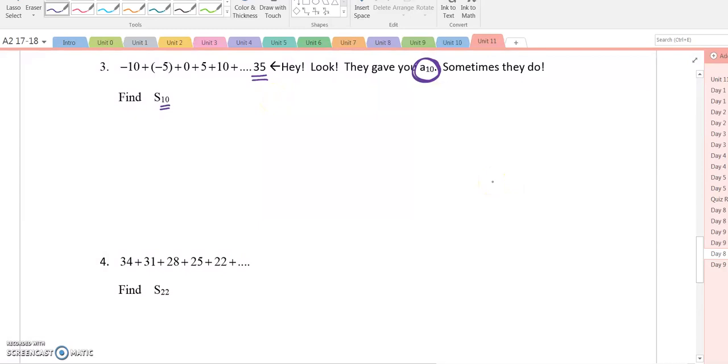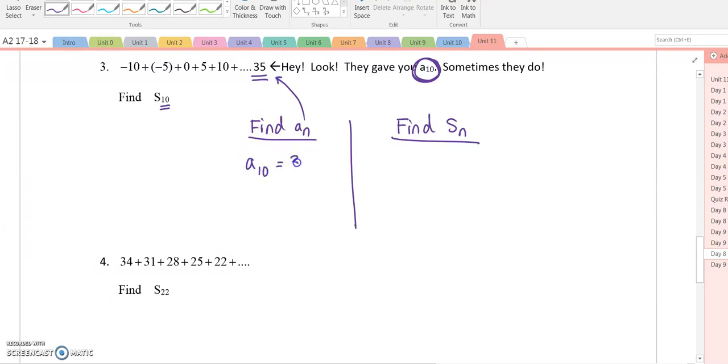So if they give you that last term, then when it comes to splitting it up and finding a sub n first, and then finding S sub n, it's kind of like they're doing the first step for you. A sub n is that last term, so it would be 35. And that means when it comes time to finding S sub n, you already have that piece, so it's a little less work for you.